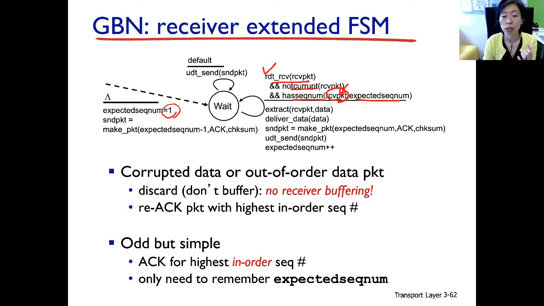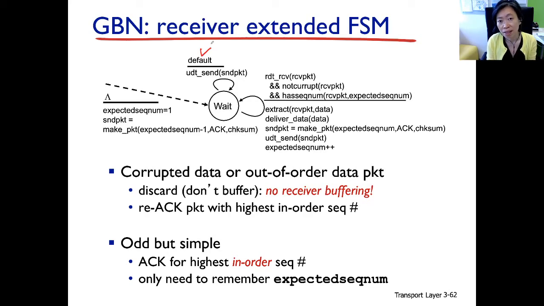So if we receive packet 1 and it's expected, extract data out of packet 1, pass the data up to the application layer, generate ACK packet for packet sequence number 1, send the ACK out, and increment the expected sequence number. Okay, so this is the simple case where everything works as expected. No error, no loss.